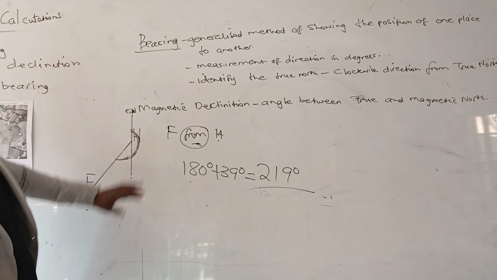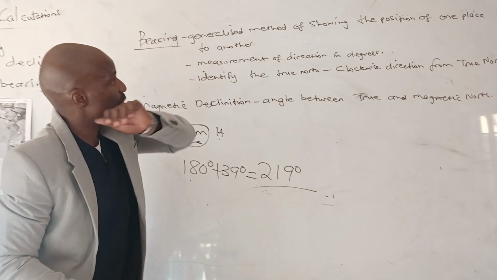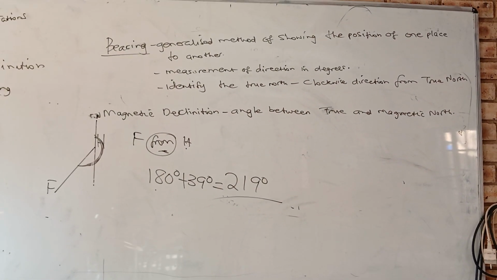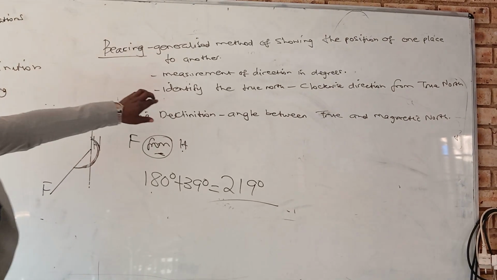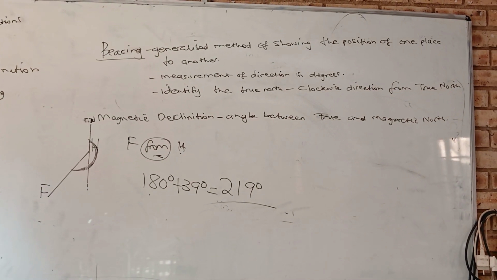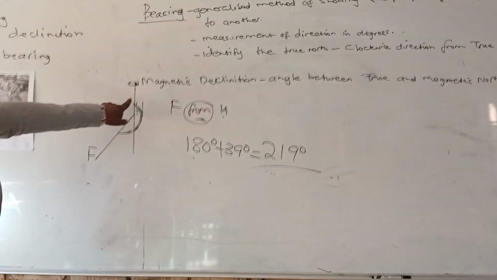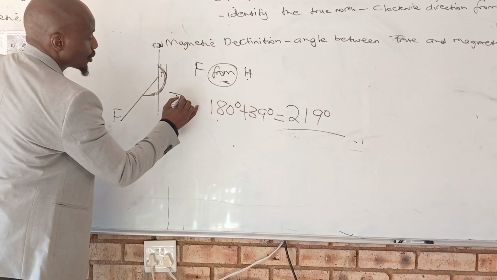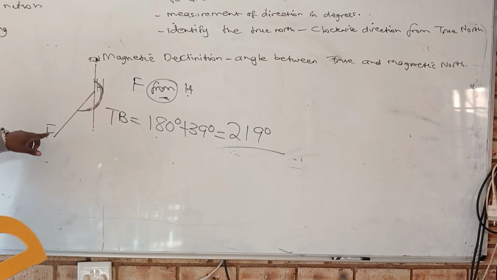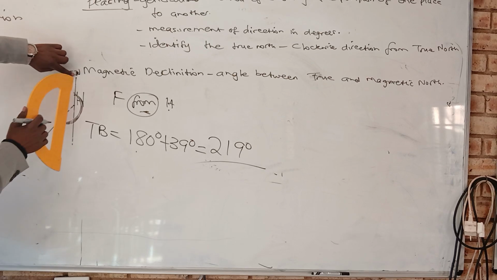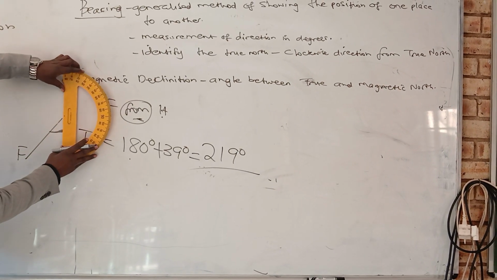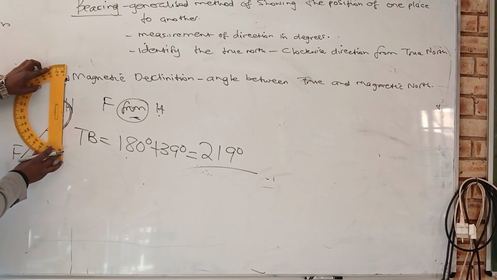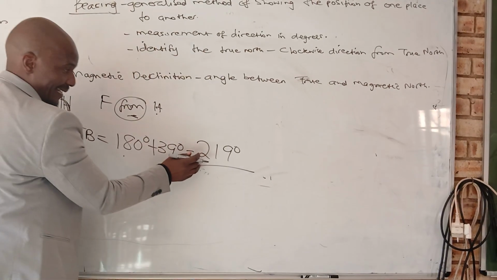What is it that you need to know? It's a generalized method of showing the position of one place to another, the measurement of direction in degrees. That's what we are doing here. You identify the true north and you measure in a clockwise direction from the true north. This is where your true north is, so you measure from this direction. That's how you get your true bearing. So the true bearing of F from H is equal to, this straight line we have measured, which gives us 180 degrees. We have also measured the other part, which gives us 39. If you add the two, you get 219 degrees.